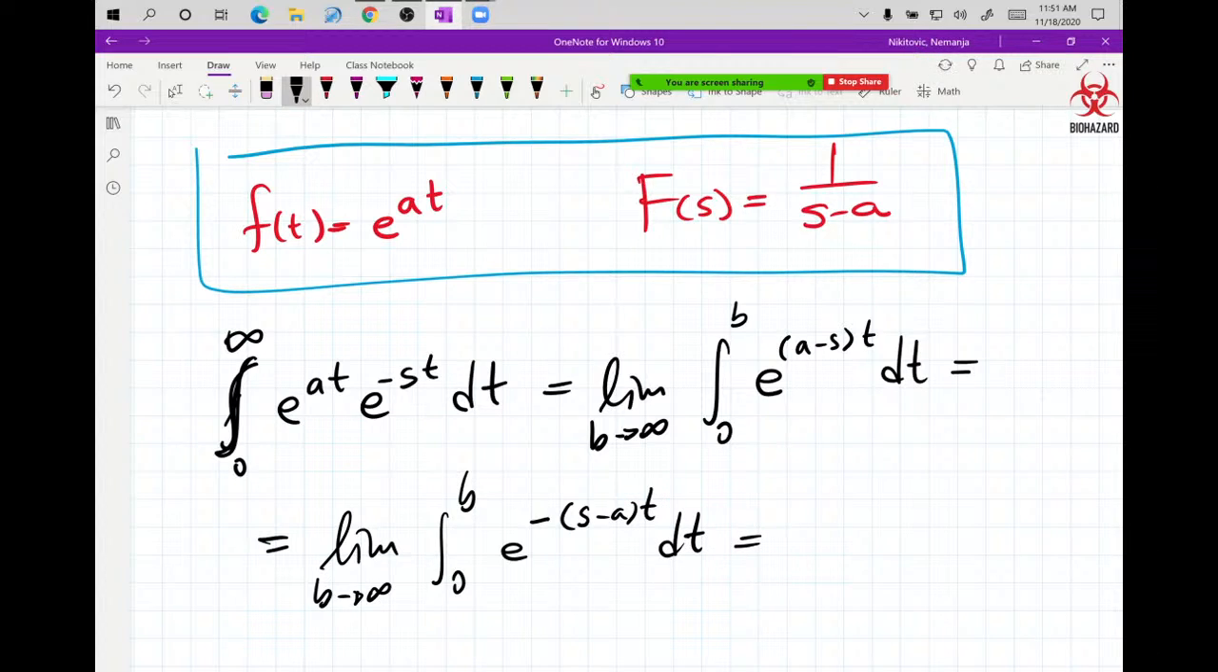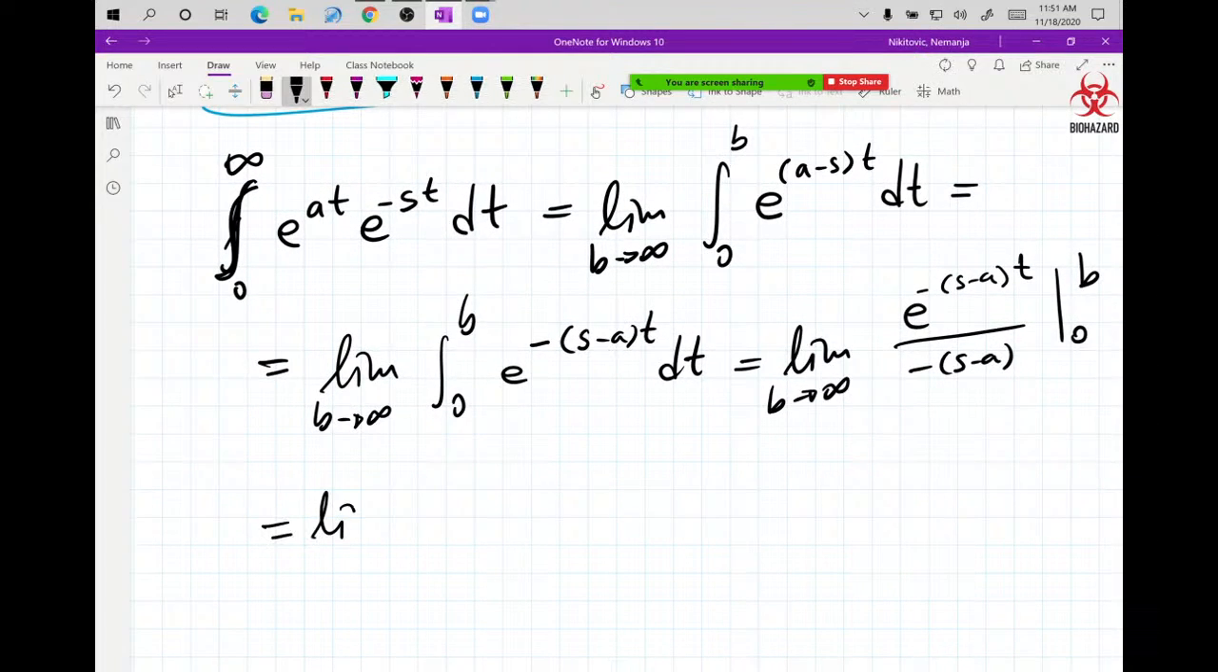So when you do that, it quickly, I mean, it's a cosmetic change, but it makes calculations so much easier. E to the negative s minus a t over negative s minus a, computed from 0 to b.